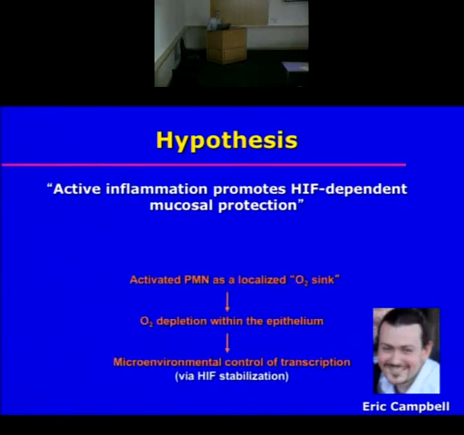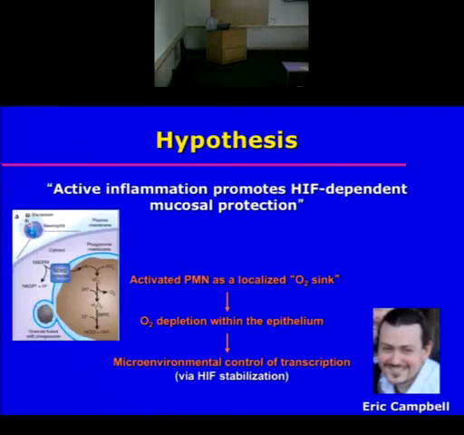So what Rick proposed was the following, that activated neutrophils, I mentioned to you that this is a cell that can utilize oxygen at a higher rate than any other cell, and that activated neutrophils become localized and become an oxygen sink. That the depletion of oxygen associated with this migration results in the stabilization of HIF. So how is it that a neutrophil uses so much oxygen? In fact, it makes superoxide anion.